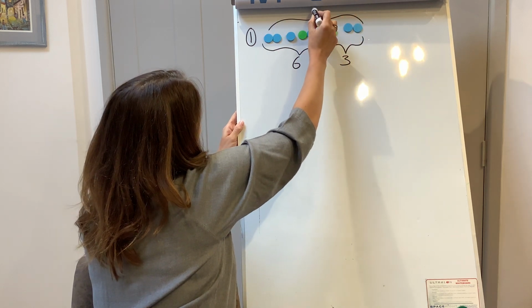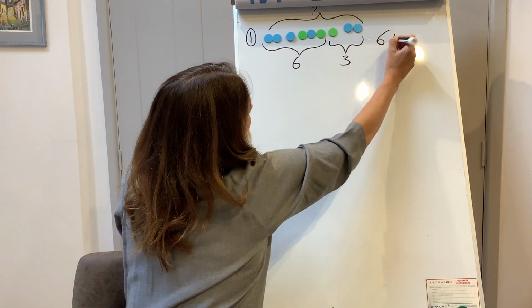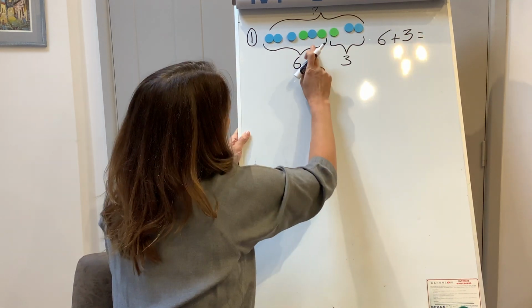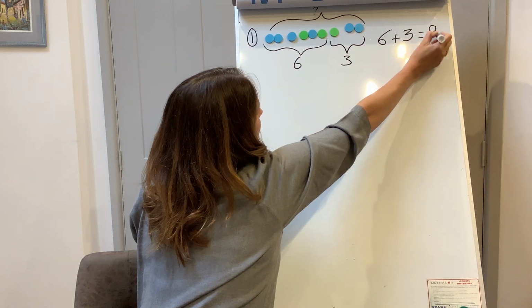So we draw our brace. What have we got? 6, add 3, recording the calculation at the side. 6, 7, 8, 9. Okay.